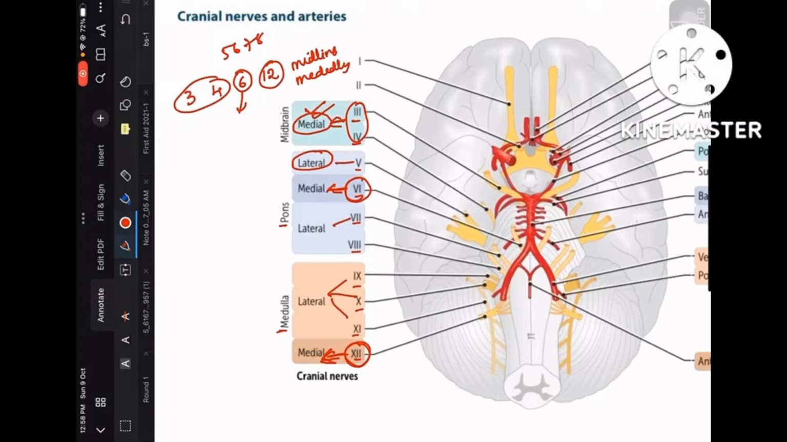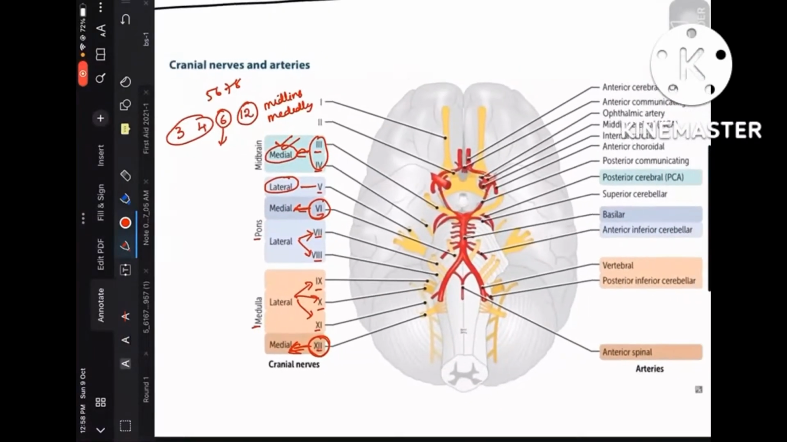Like 5 is in the lateral, 6 is in the medial, then again 7, 8, 9, 10, 11 are on the lateral sides. So that is the explanation for this diagram. So midbrain, pons and medulla is done. Coming to the arterial supply.